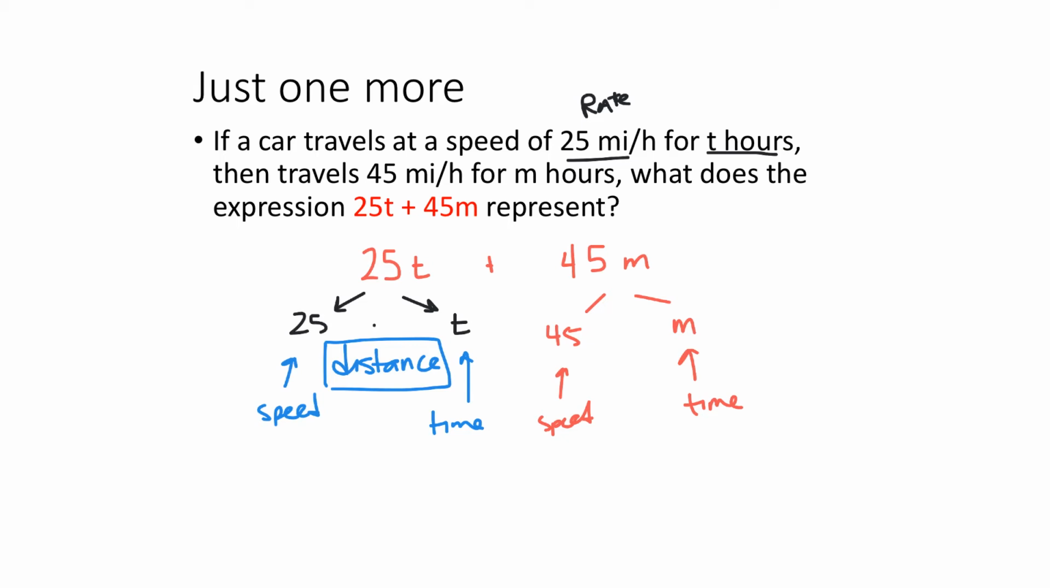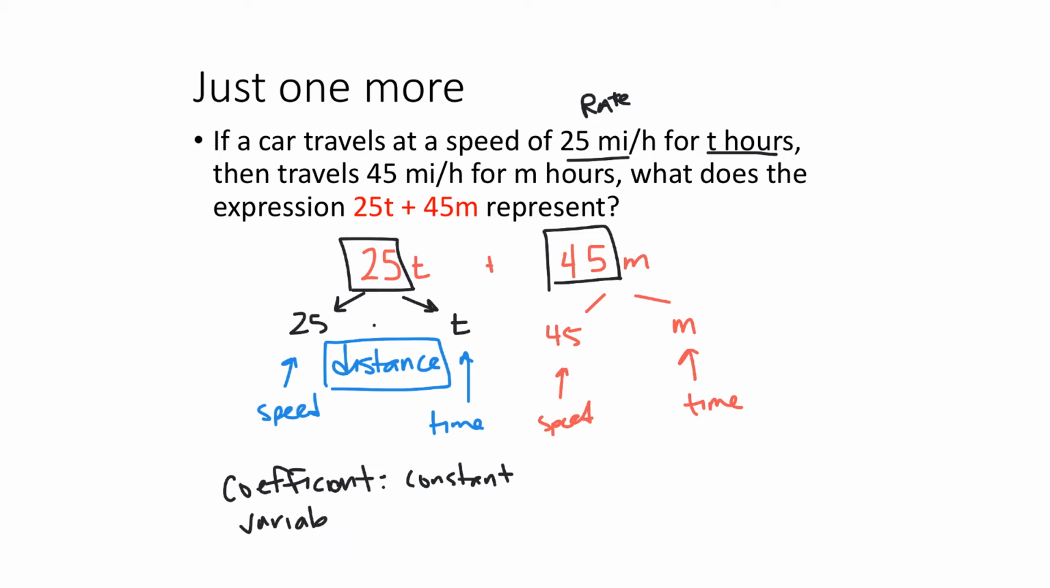Now, one of the things that I want to mention to you before we move on to the next part is that coefficients are constant. So if you notice about all of these coefficients, the 25, the 45, those are representative of the coefficients, and that's something that we talked about in our last video. 25 and 45 are constant. Those never change.